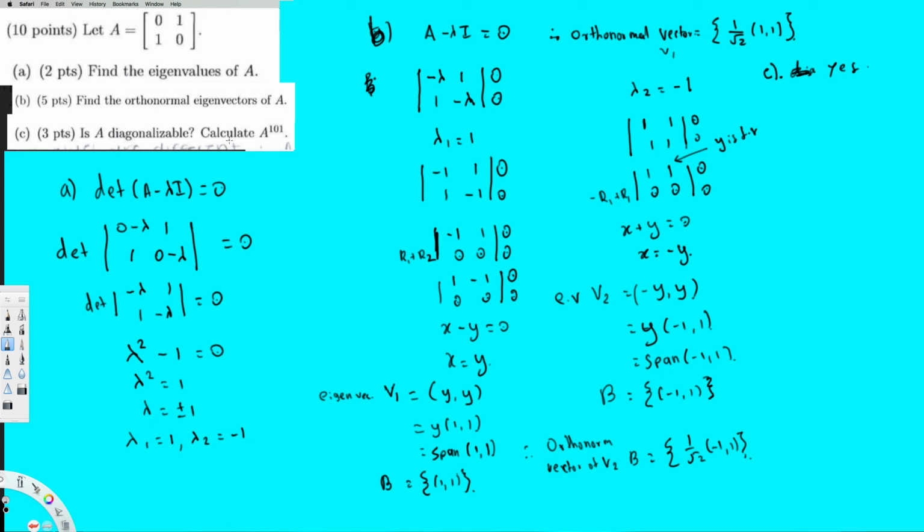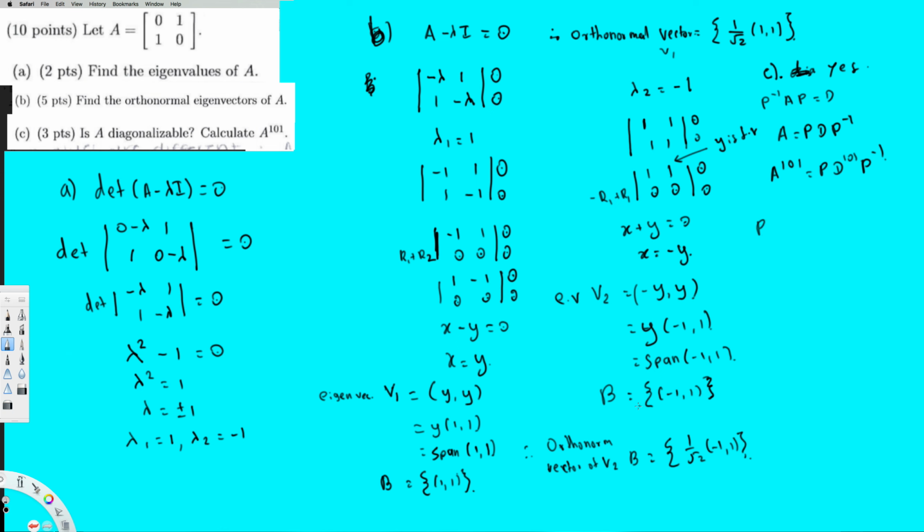And they are asking to calculate A power 1 over 1. So there's a formula for this. That's A is equal to PDP inverse. That's basically derived from P inverse AP is equal to D. So we can multiply the P and that's going to multiply the other side. So that's basically it. And from this one we can say A power 1 over 1 is equal to P D power 1 over 1 P inverse. So what is P and D?